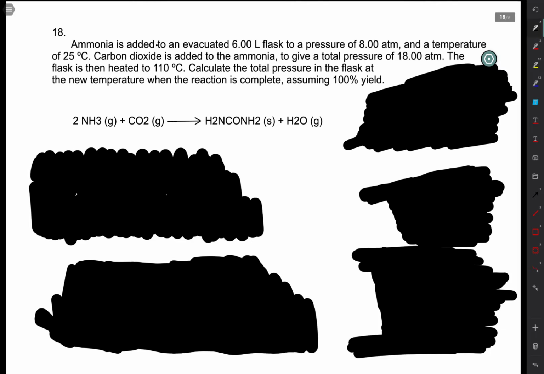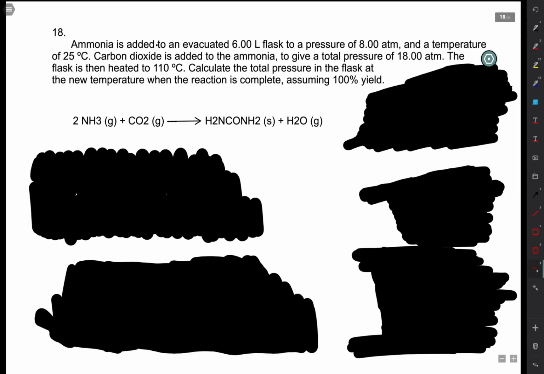Ammonia is added to an evacuated 6.00 liter flask to a pressure of 8.00 atm and a temperature of 25 degrees Celsius. Carbon dioxide is added to the ammonia to give a total pressure of 18.00 atm. The flask is then heated to 110 degrees Celsius. Calculate the total pressure in the flask at the new temperature when the reaction is complete, assuming 100% yield.